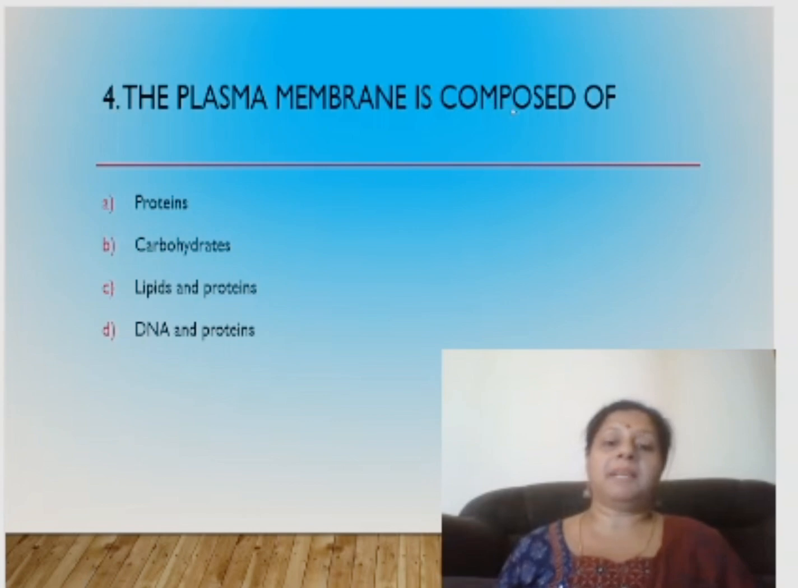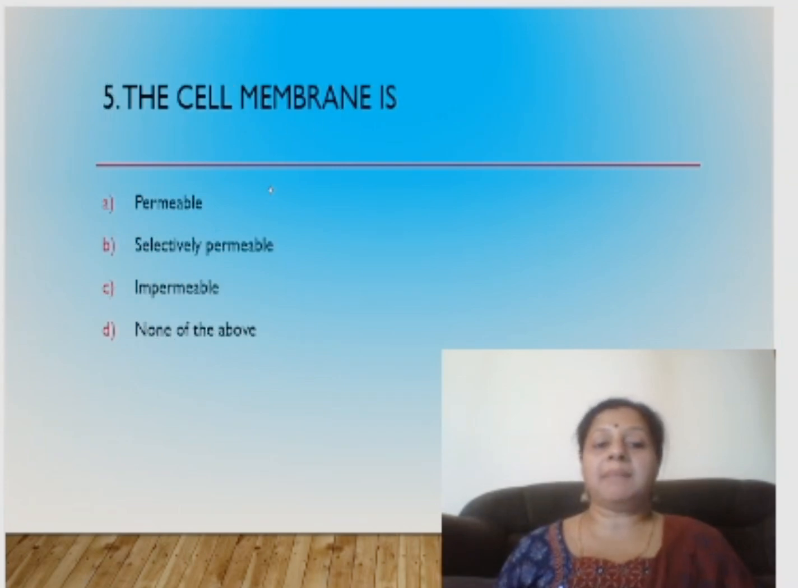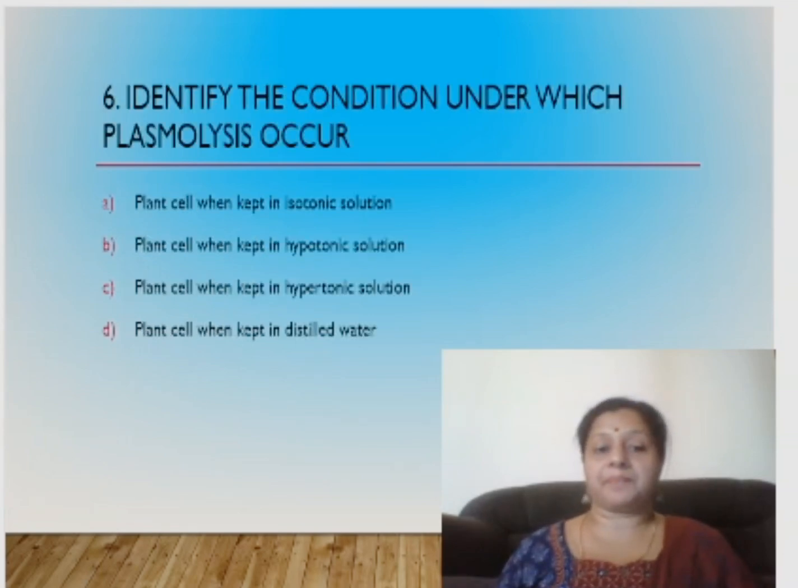The plasma membrane is composed of lipids and proteins. That's the composition of plasma membrane. The cell membrane is selectively permeable because it allows certain substances to move through it, at the same time prevents the entry of certain other substances.